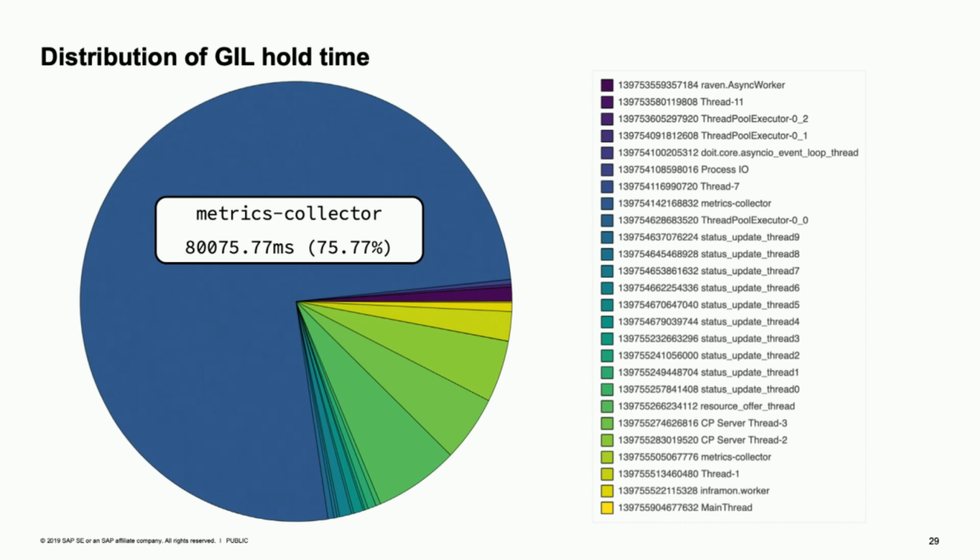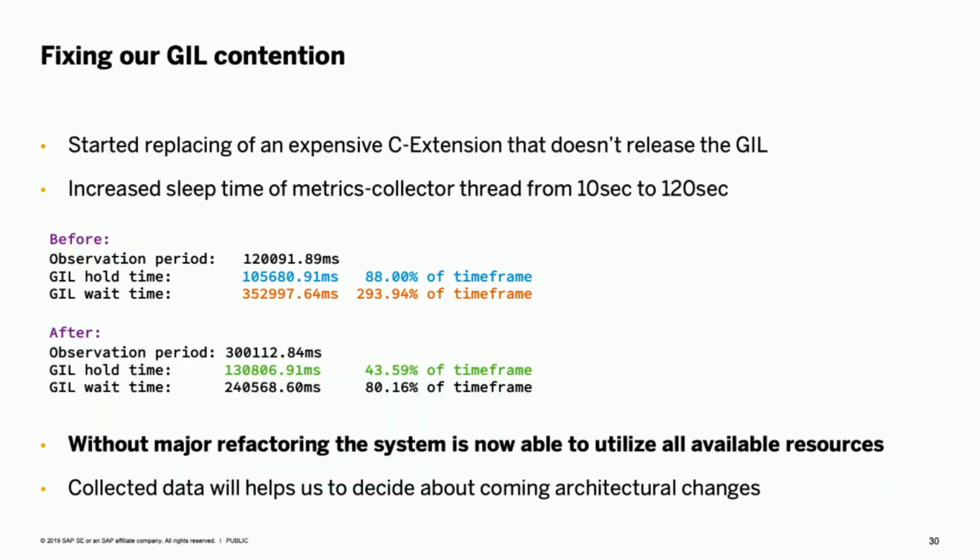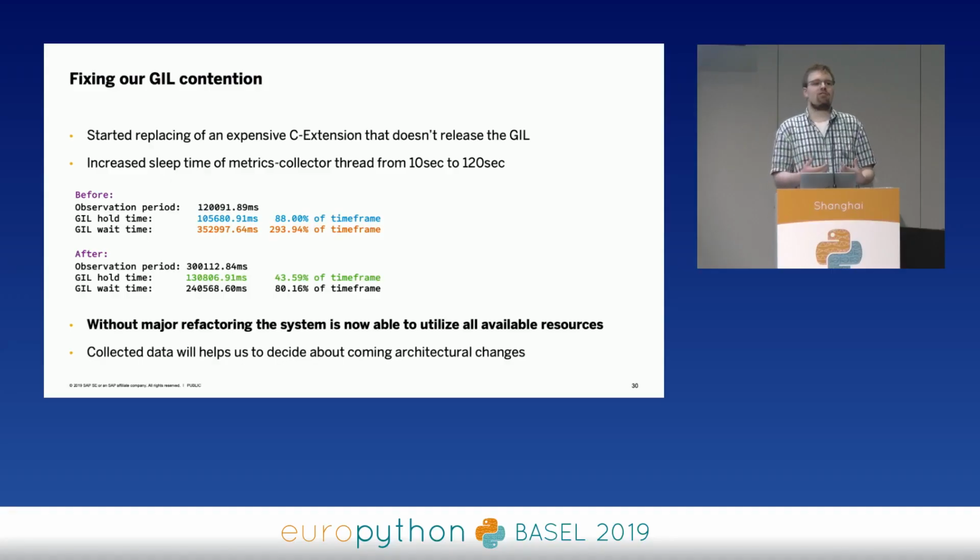Okay, so now we know what the problem is. And the nice thing is, as we know the problem, we can fix it. So what we did is we started replacing the C extension which we were using inside of this thread to calculate all these various metrics. We found out that the C extension never released the GIL because it is internally using Python objects heavily. But if you read about a C extension, at least this was the intention when choosing it, you normally think it will probably release the GIL quite early. It's not always true.